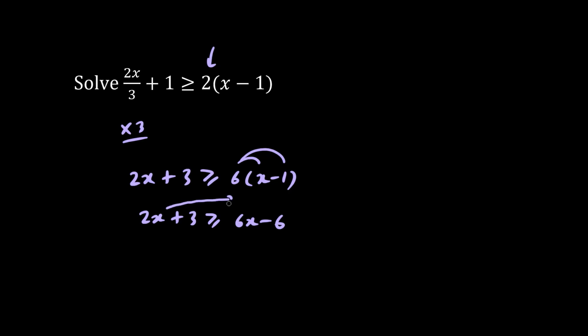Let's throw the x's to the right. 6x minus 2x is 4x. And let's throw this -6 to the left. So we have 3 plus 6 is 9. Dividing both sides by 4, we have x is less than or equal to 9 over 4. x is less than or equal to 9 over 4.